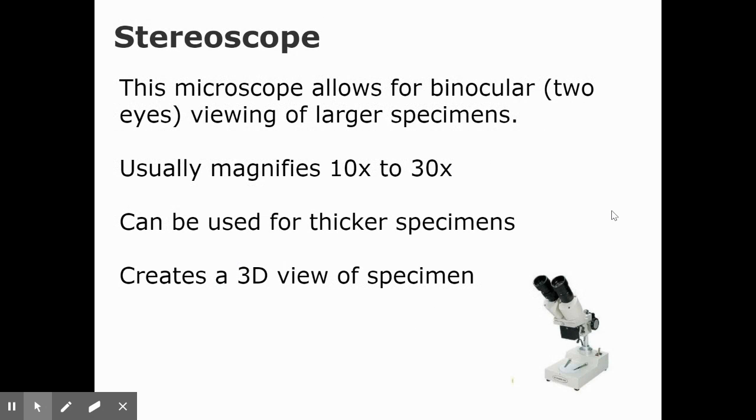All right, second type is called a stereoscope. This allows you to use two eyes, binocular, and it's used for three-dimensional objects, putting a rock under it or whatever, something three-dimensional. And usually these are, generally speaking, magnifying 10 or 30 times. So if you have the eyepiece of 10, you have two objectives, a 1 and a 3.